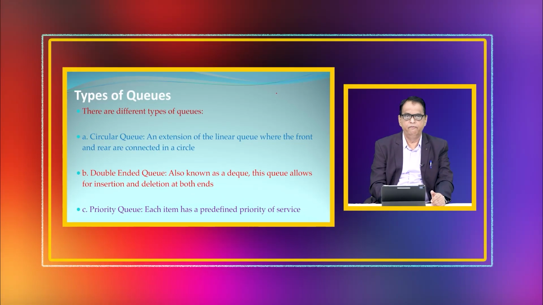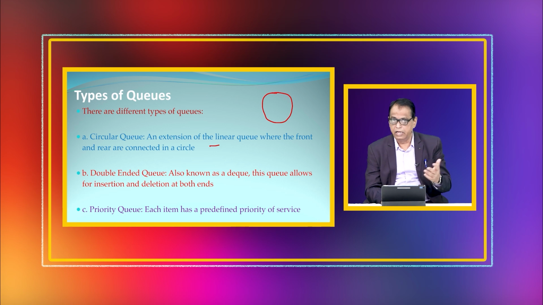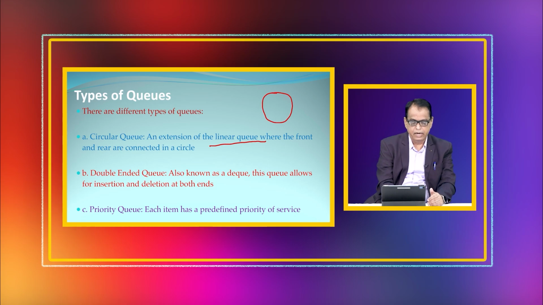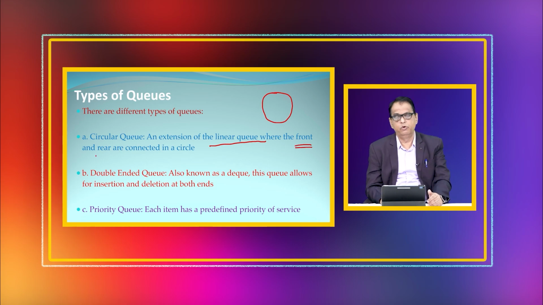For example, we can have a circular queue. A circular queue, as its name indicates, has a shape like a circle. The linear queue, or the earlier queue that we have discussed, can be converted into a circular queue when we connect the front and rear end of the queue together.